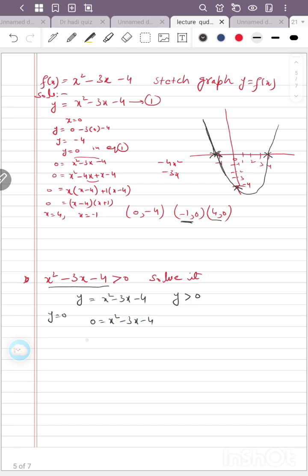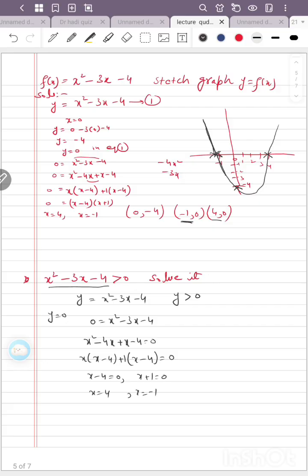Now x square, if we take its midterm break, we know that the midterm break is x square minus 4x plus x minus 4 equal to 0. Here x minus 4 plus 1 is common, x minus 4 equal to 0, and x plus 1 equal to 0, x equal to 4, and x equal to minus 1. Okay, we got all these points.